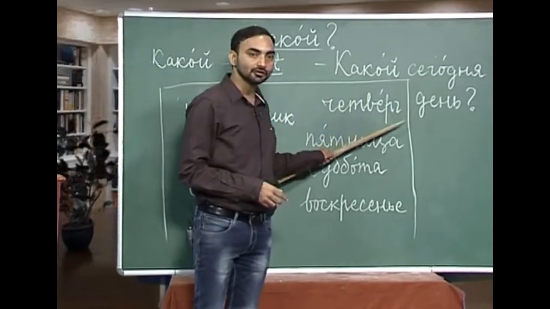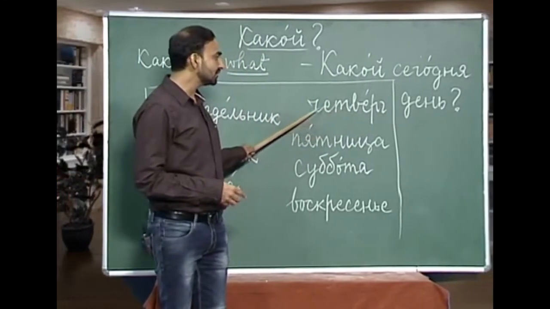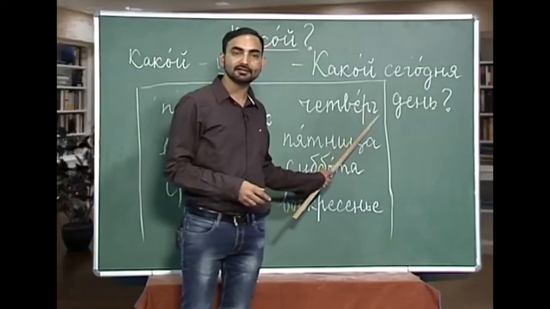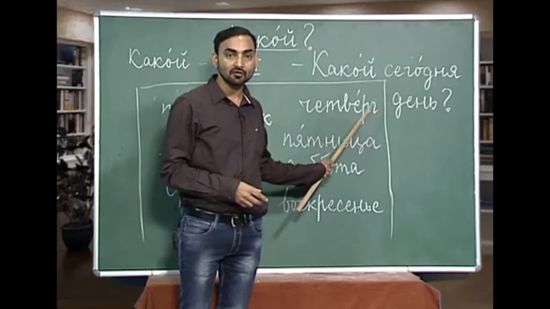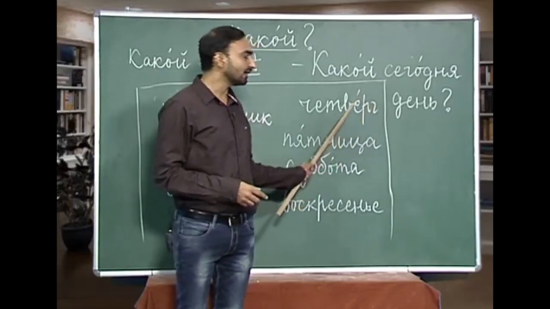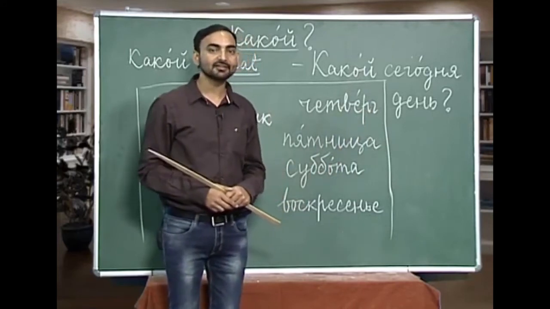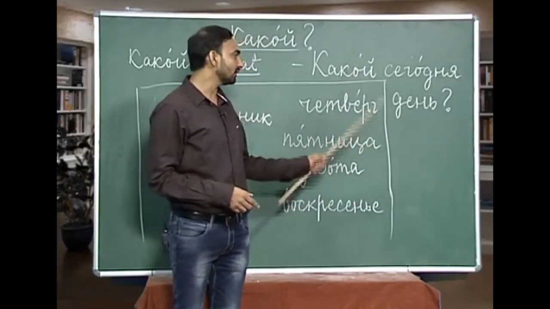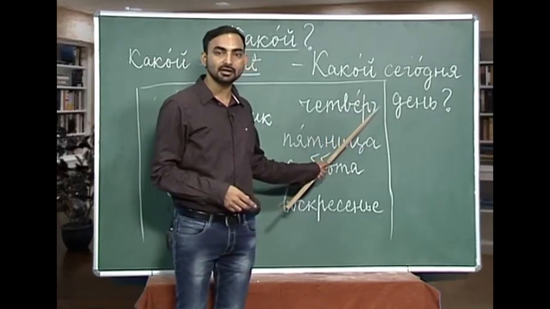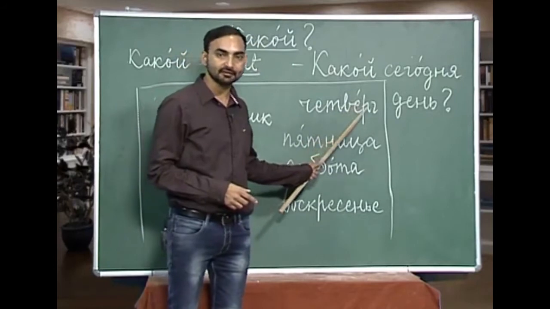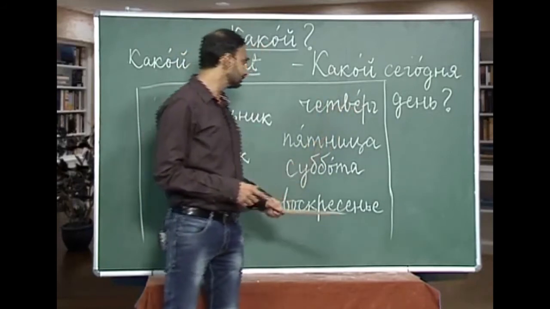Now comes the fourth day of the week, which is Chitverk. Ch, ye, ta, v, ye, r, and g. Again this g is coming at the end, which is a voiced consonant. So, when a voiced consonant comes at the end, it is pronounced as its voiceless counterpart. The voiceless counterpart of g is k. Chitverk is Thursday, the fourth day of the week.